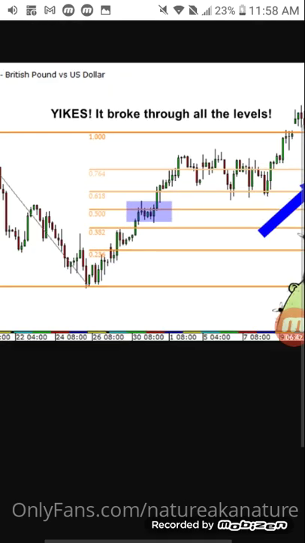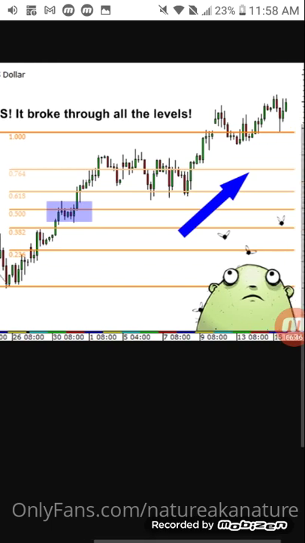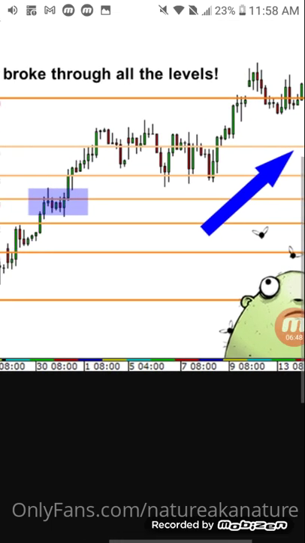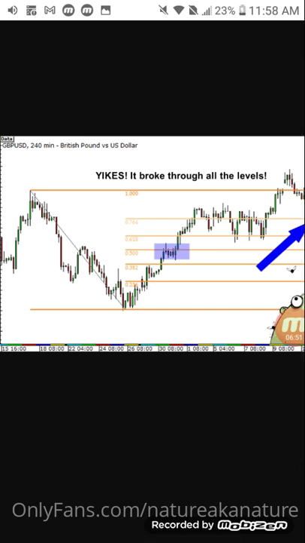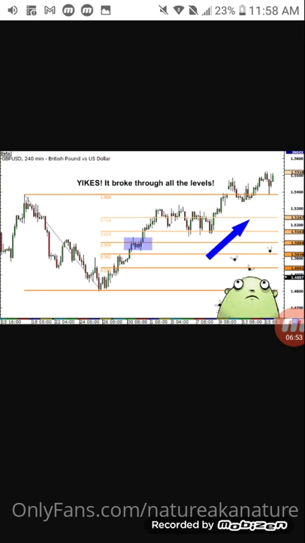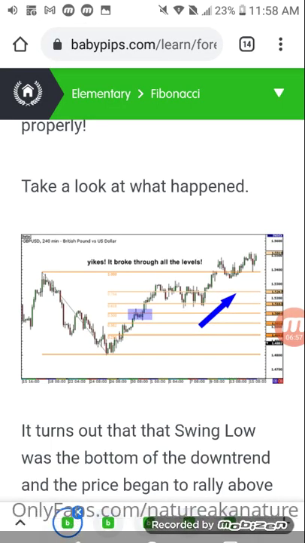So as you can see, the price broke through all the Fibonacci retracement levels, and it continued to go up past the swing high. So this can happen, and your account can be blown. You could blow your account.